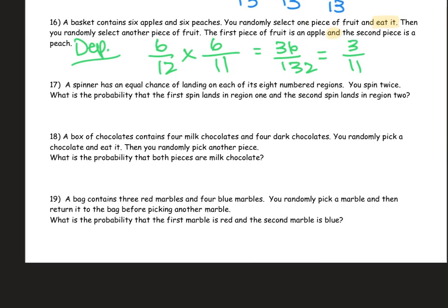Okay, number 17. A spinner has an equal chance of landing on each of its 8 numbered regions. You spin twice. What is the probability that the first spin lands on region 1 and the second spin lands in region 2? Okay, so these are going to be independent. The probability of you landing in region 1 is 1 out of 8. The probability of you landing in region 2 is 1 out of 8. So you have 1 over 64 is your probability.